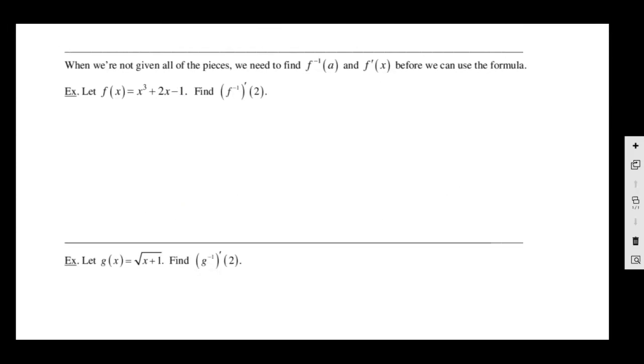Sometimes we're not going to be given everything, so let's see what we can do with this one. We have f of x, which is x cubed plus 2x minus 1, and it says find f inverse prime of 2. Again, let's think about these two different parallel tracks. We have the original function with its value, and then we have the inverse function. And look, what's the inverse function's value? It tells me it's 2.